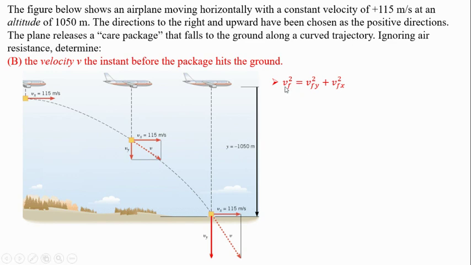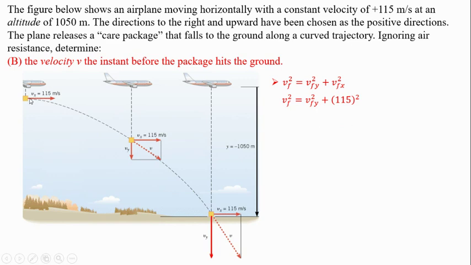The final velocity squared is going to equal the final velocity in the y direction squared plus the final velocity in the horizontal direction squared. So essentially, you have a triangle to play with. Okay. All right, let's knock it out. We know vfx is given as 115.